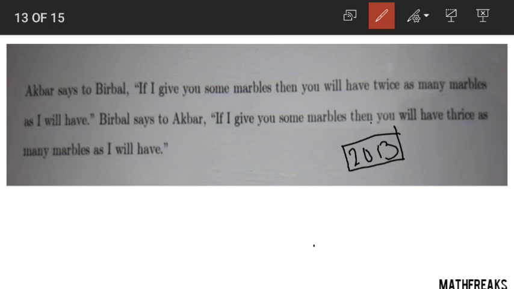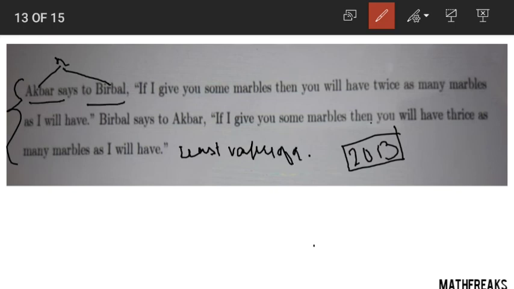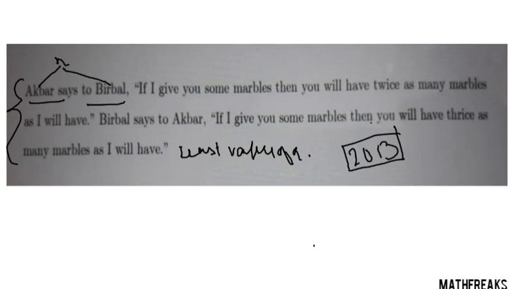So here some statement has been given, and before that line was that Akbar and Birbal together have n number of marbles, n being an integer obviously, and we have to find the least value of n. This was the question, least value of n, and Akbar and Birbal together have n marbles. So try this question by yourself. Done. Let's move on to our own solution.